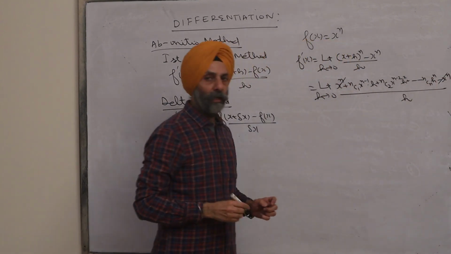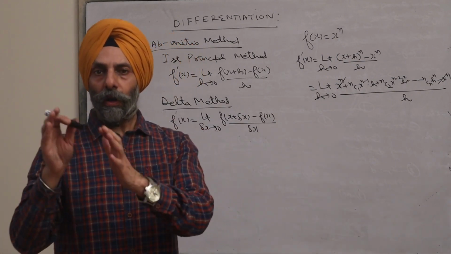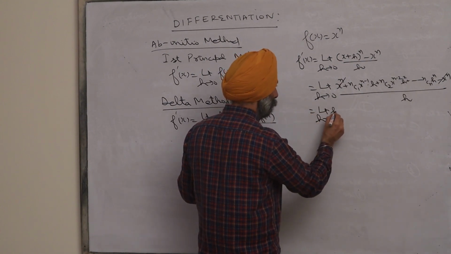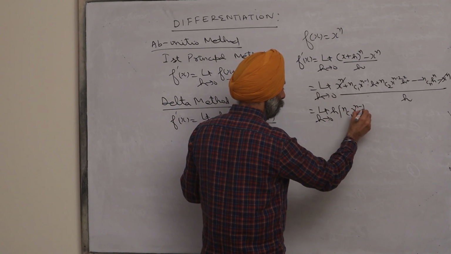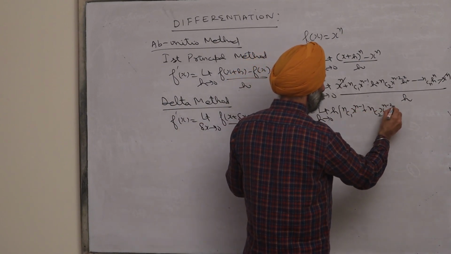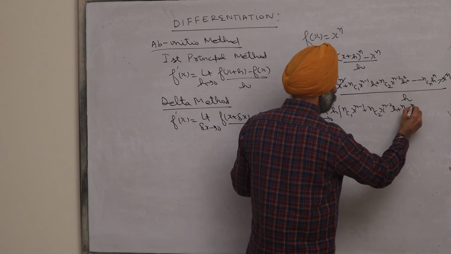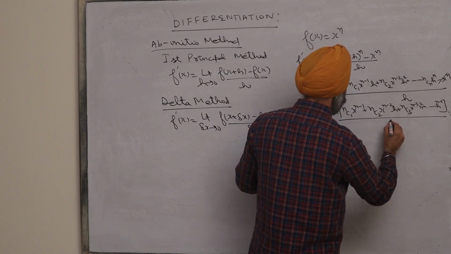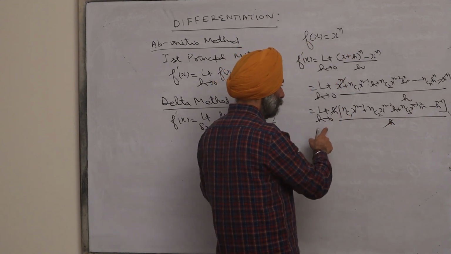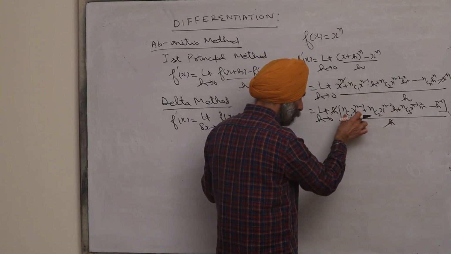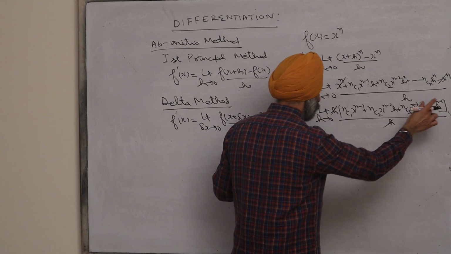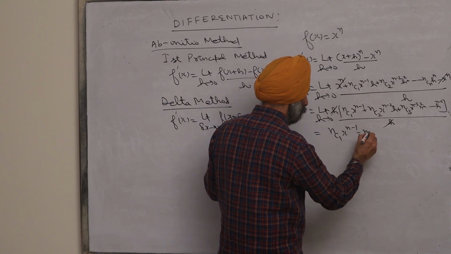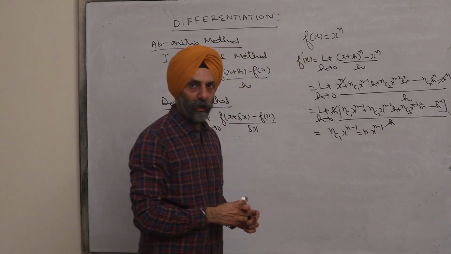First term and the last term will cancel. From all other remaining terms we can take h common. So it is nC1 x raised to power n minus 1 plus nC2 x raised to power n minus 2 into h, nC3 x raised to power n minus 3 into h square plus h raised to power n minus 1, this divided by h. You can see that as h approaches to 0, except the first term, all other terms are going to approach to 0. So this is equal to nC1 into x raised to power n minus 1, which is nx raised to power n minus 1.